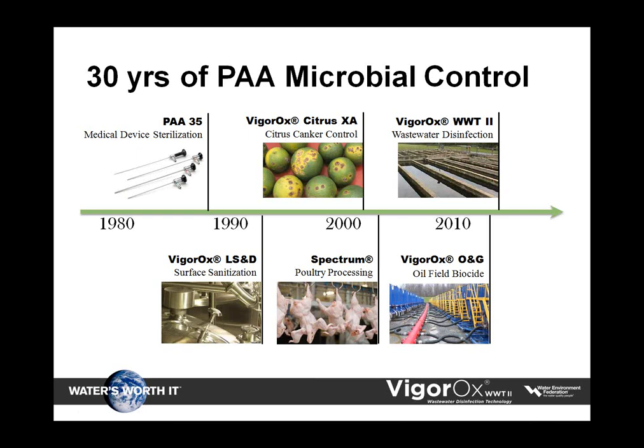This is a product designed to prevent well fouling by controlling organisms such as sulfate-reducing bacteria, which can cause iron precipitation, and also biofilms, both of which can prevent gas production within the well. Today, we are pleased to launch Vigorox WWT2 for the disinfection of municipal wastewaters, designed to control microorganisms such as E. coli and total coliform.